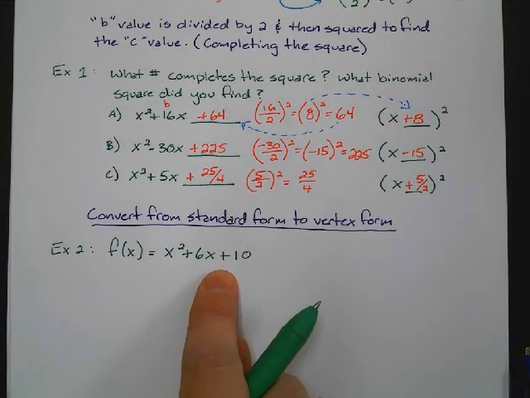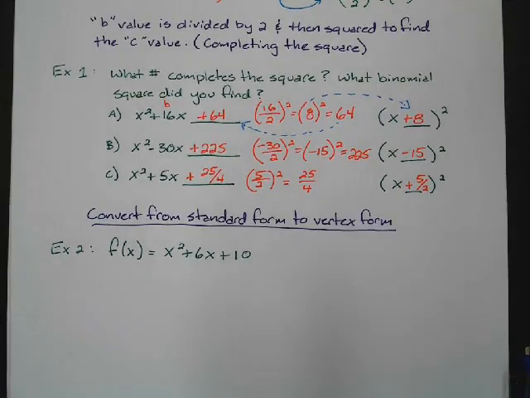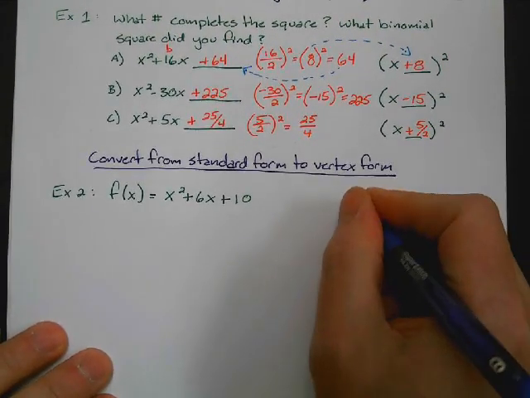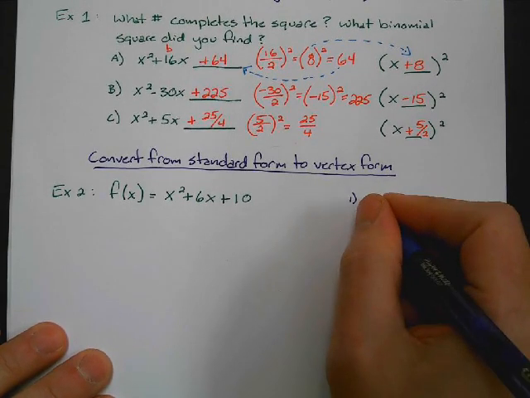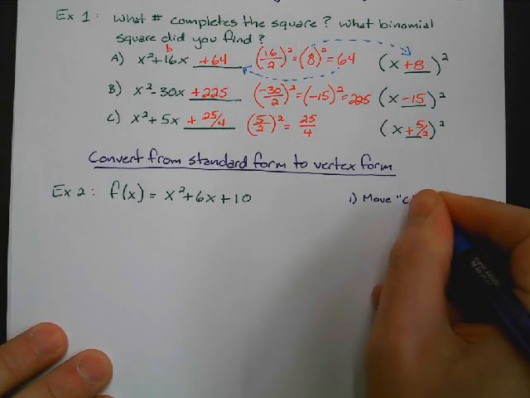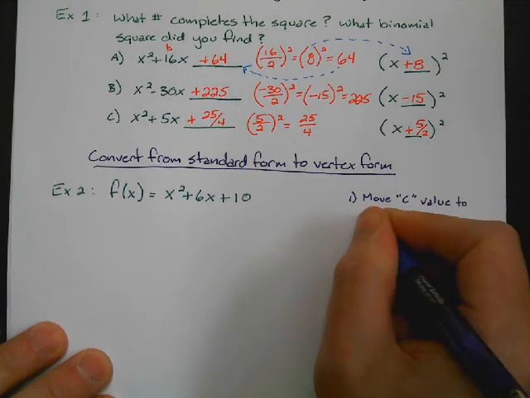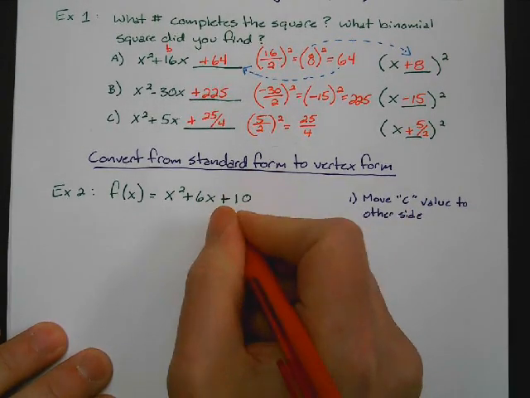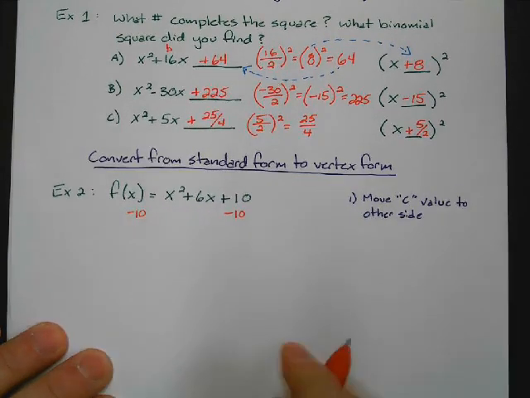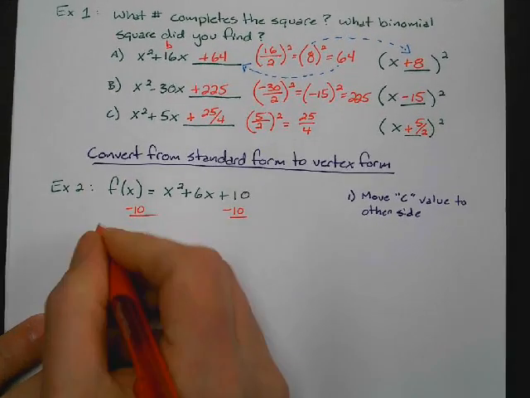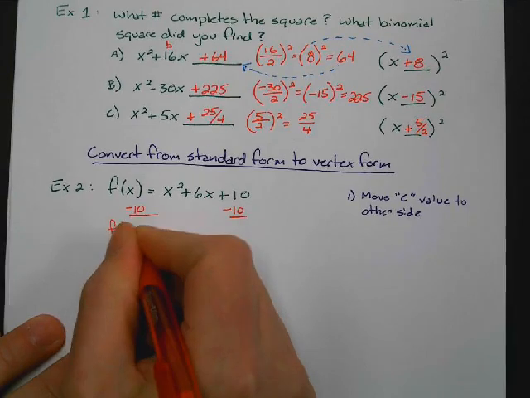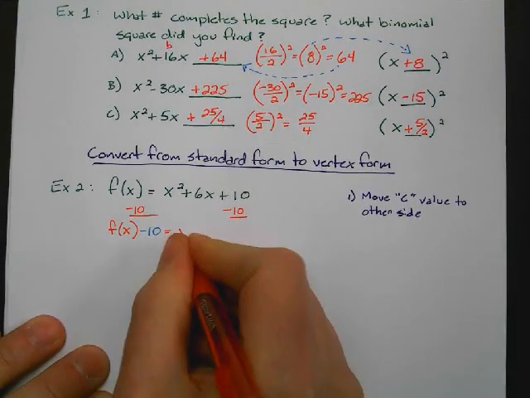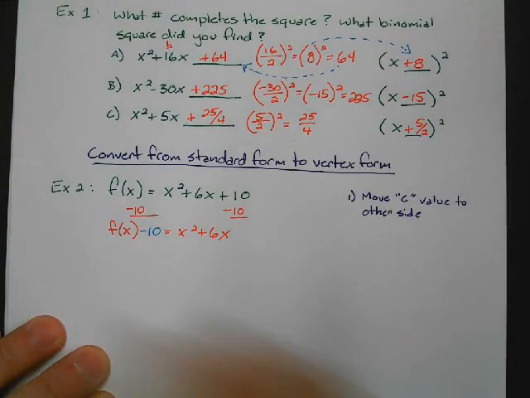And it would have been really hard to graph it. So we're going to convert it to vertex form, because we found out last unit the vertex form was the easiest form to graph into. So step 1, we're going to move the c value to the other side. All right, so I'm going to subtract 10 from this side because this is my c value. I'm going to subtract 10 from this side. So that gives me f of x minus 10 over here now, so that's what changed, equals x squared plus 6x. So we move the c value to the other side.